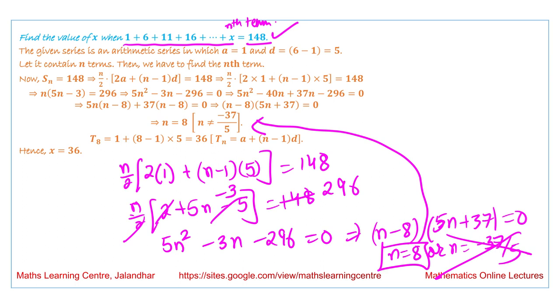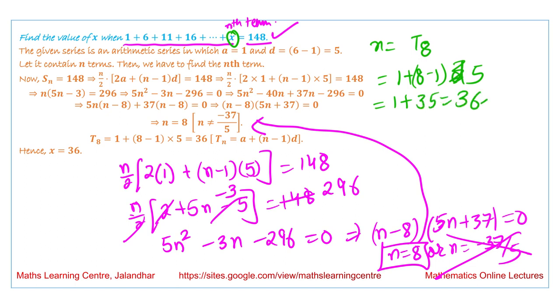It means we want to calculate the value of x. So x, we are saying, is t8, and the value of t8 is a + (8 − 1)d. The value of d is 5, so we get 1 + 35, so it is equal to 36. So this is the required value of x in this case.